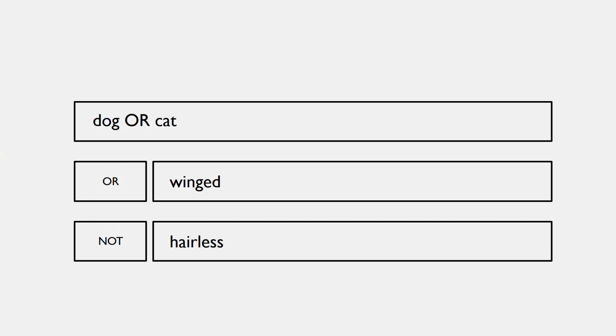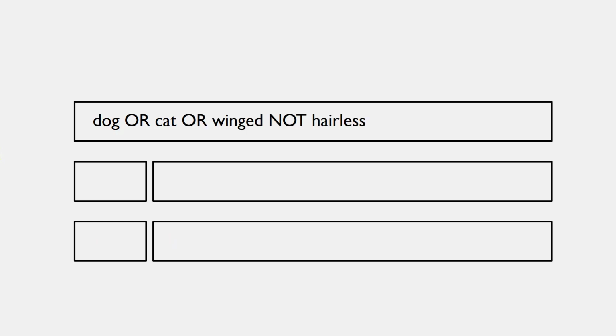Here's one of our searches. I want to find a dog or a cat or a winged creature, but I do not want any result to include hairless animals. This is the same search, all done within one search bar. This even works for a basic search with the single search bar, but you do want to be careful with your parentheses.